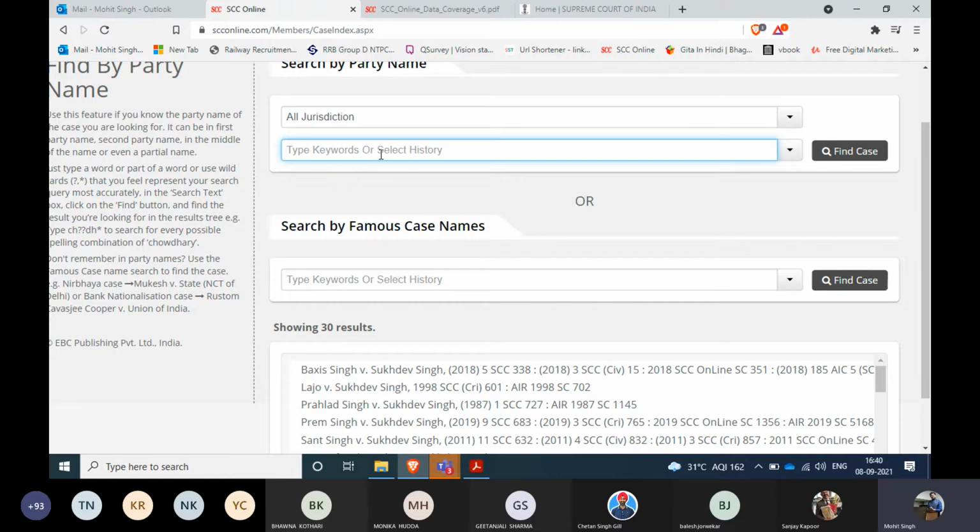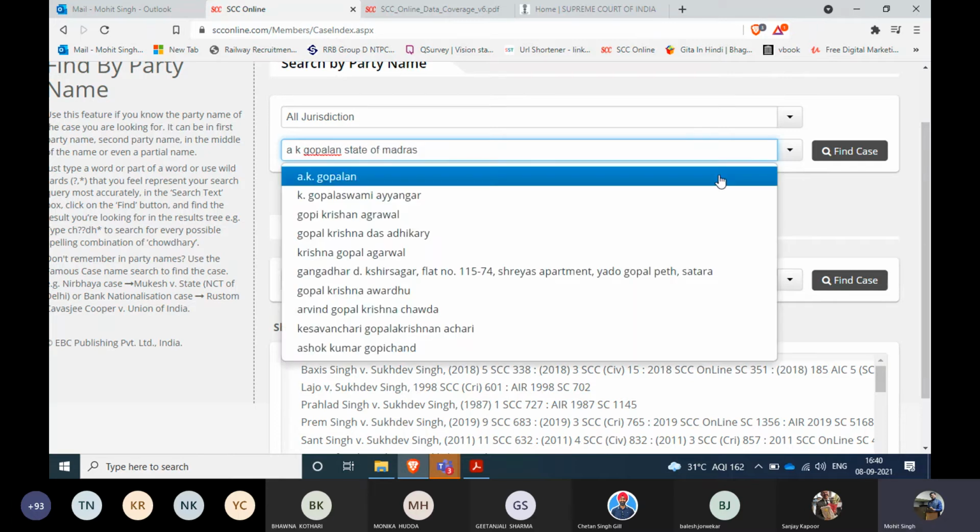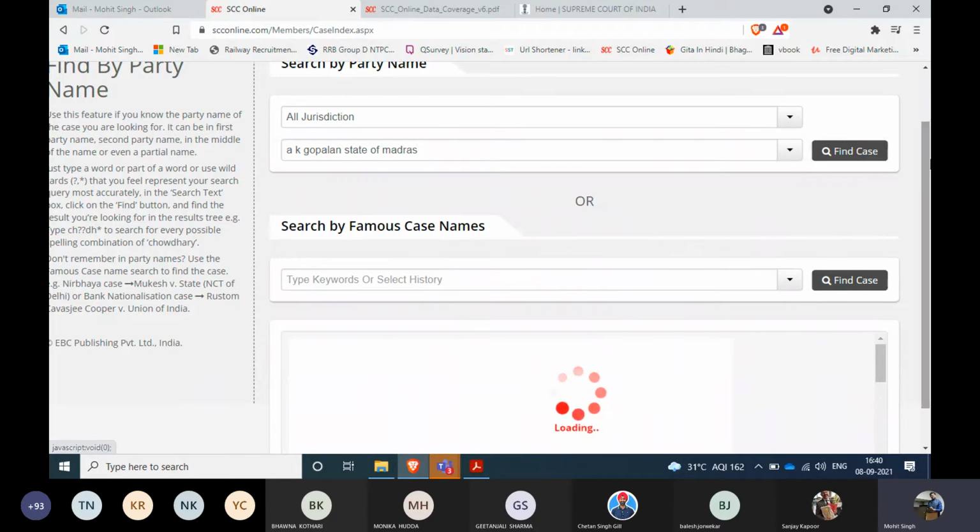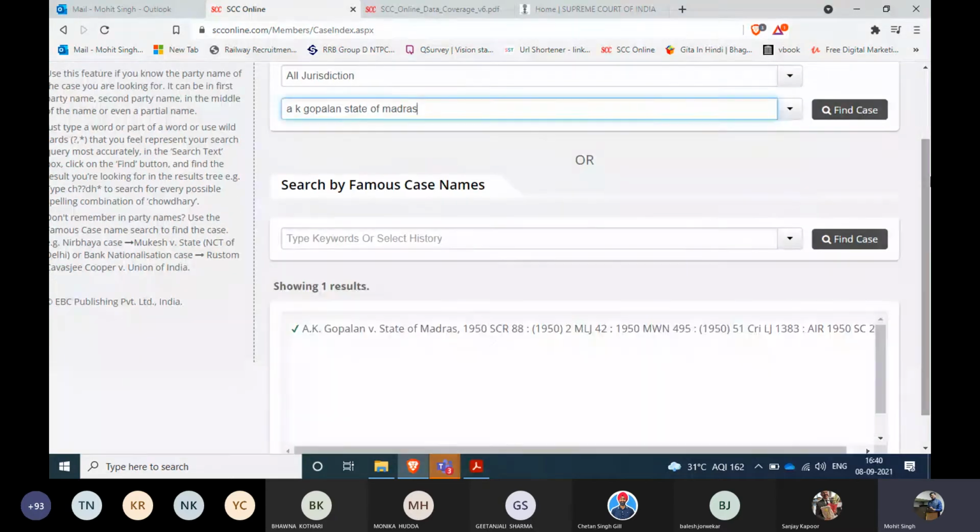So let's take an example of a pretty old case, A.K. Gopalan versus State of Madras. I'm not writing verses or v dot in between because that is common, and that is why we have removed that keyword. So we have A.K. Gopalan State of Madras, and we got a result.